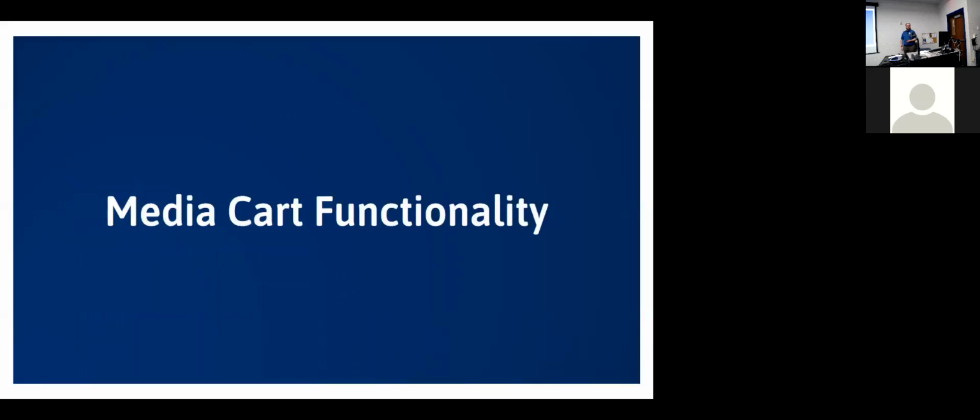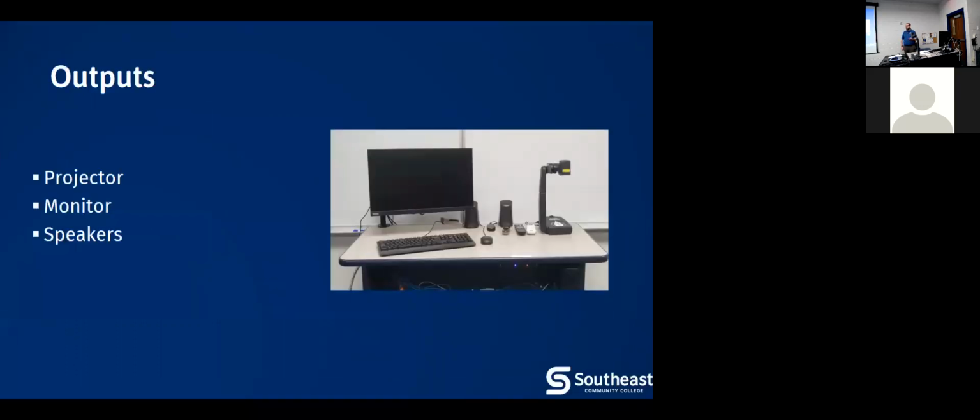So for the media cart functionality, first, just to go over what's getting outputted, the media cart and every device is going to go out to the monitor that's on the desk and the projector, and those two video outputs will always be the same. So what students see on the projector is going to be the exact same as what you see on the monitor. There's also going to be a set of speakers on the desk.